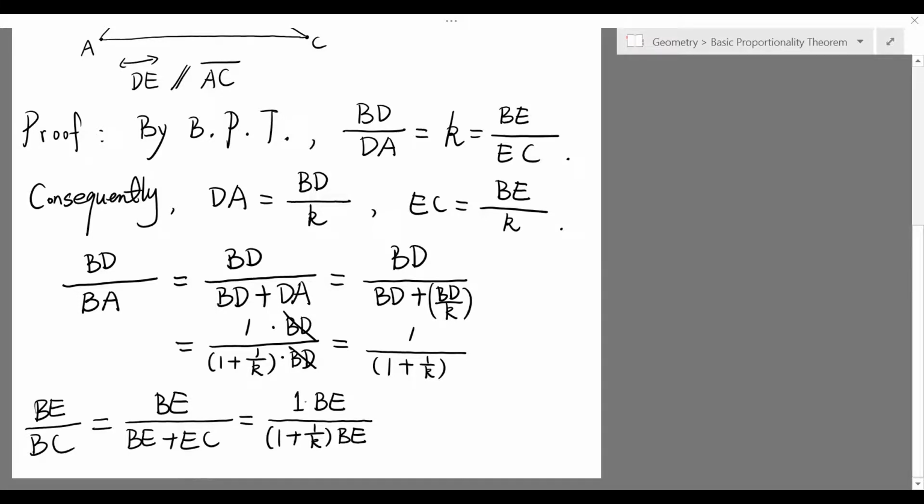And you could put a 1 over there to emphasize. The numerator is equal to 1 times BE. Now, by canceling those two BE, what we end up with is the same ratio, 1 over the sum of 1 and 1 over k, which is precisely the ratio between BD and BA. And this is what we would like to prove in this part.